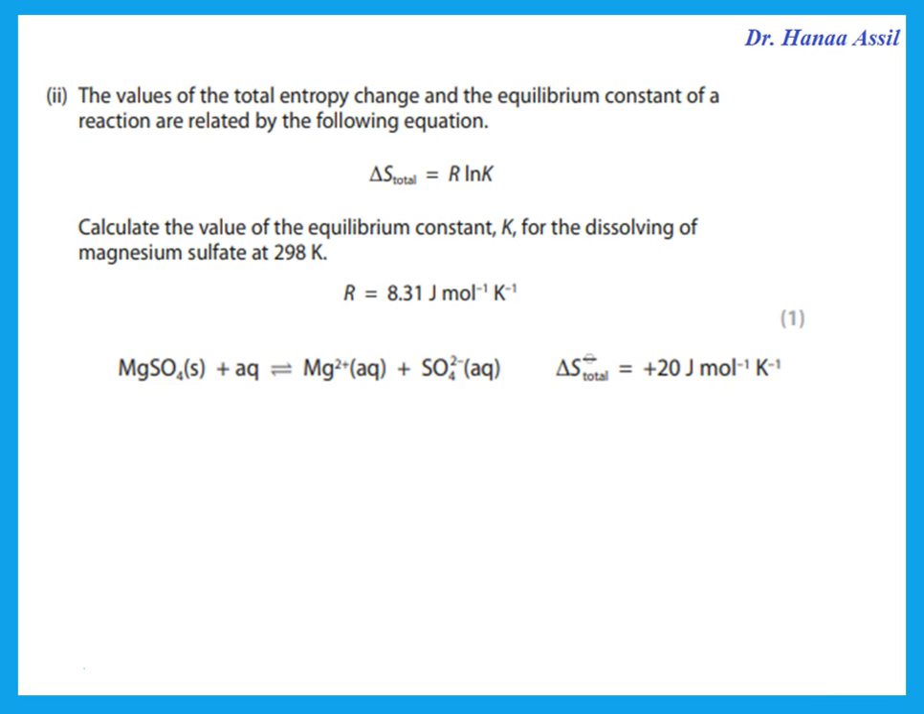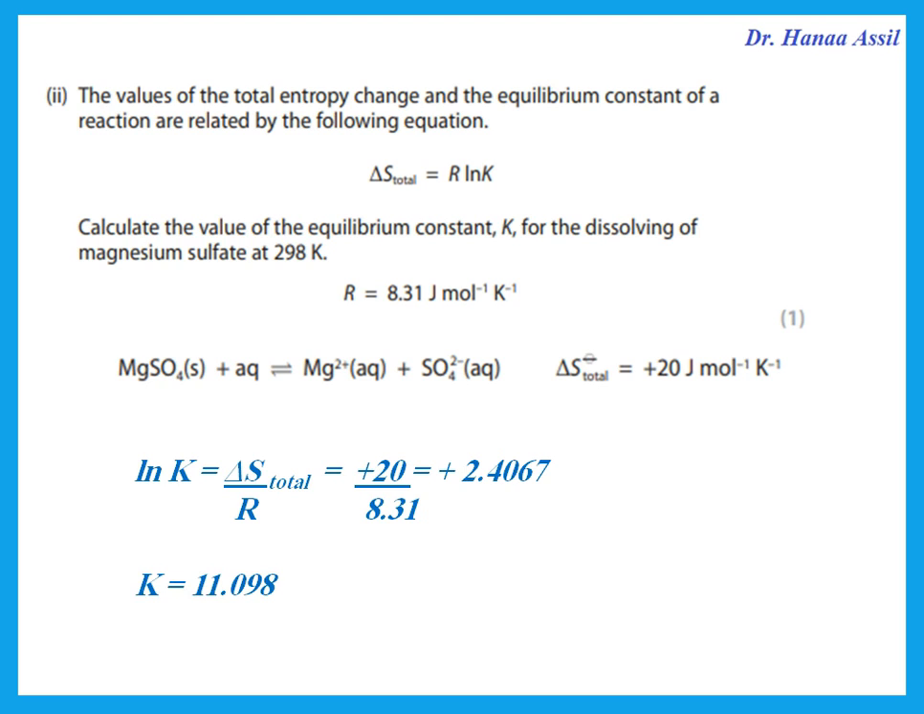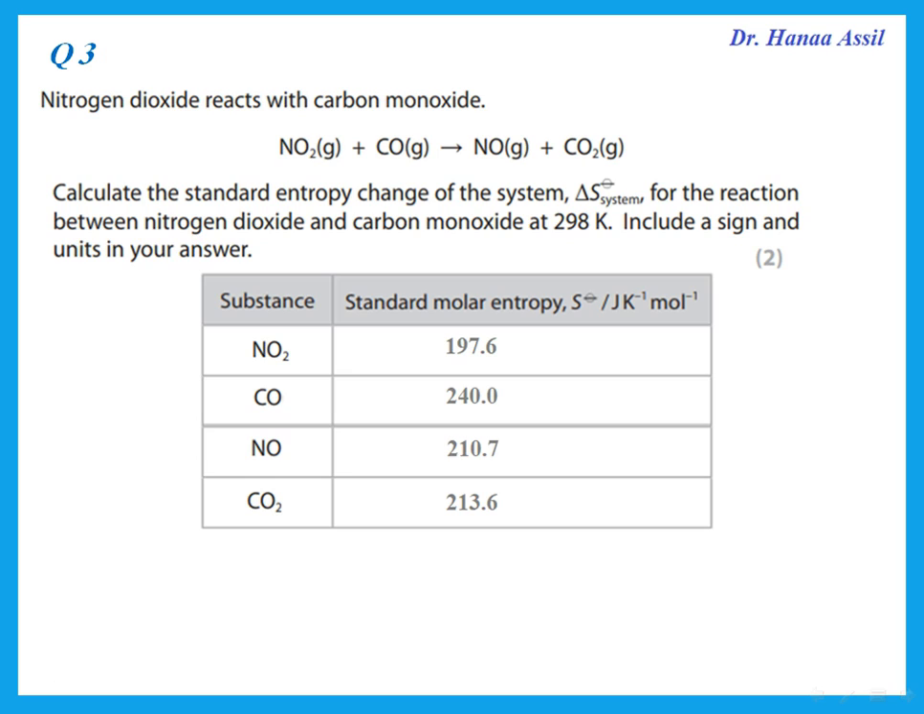Now, previously he gave you delta S total. So we have the equation, and he said delta S total is plus 20 joule per mole per Kelvin. The delta S total is equal to R ln K. So ln K will be the delta S total over R. So we use that value of delta S total over the 8.31. This gives me the natural log of K. Now, in order to get K, this is the inverse of the natural log. So K is this one. Do we understand that? So please remember these equations. One of them is delta S total is R ln K.